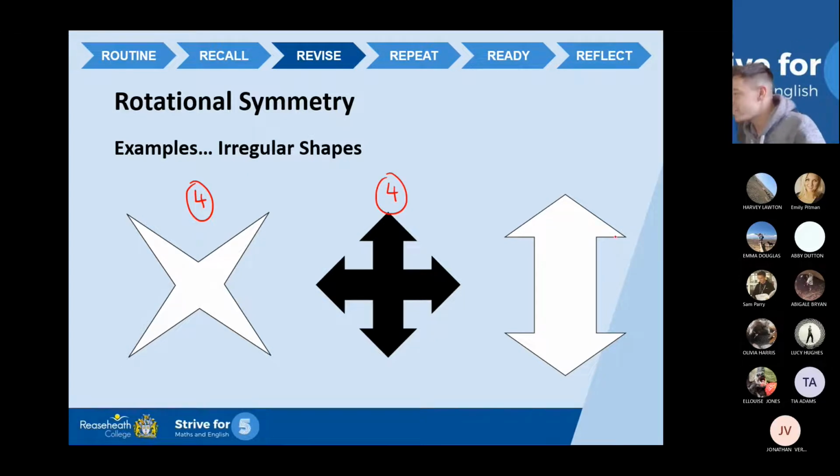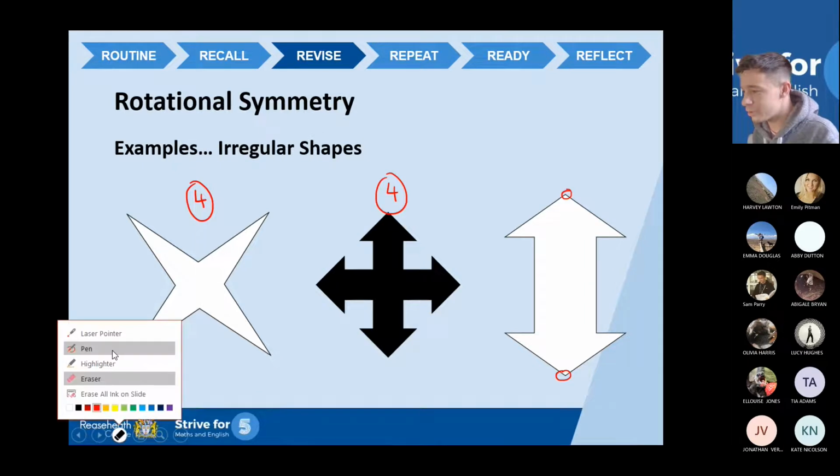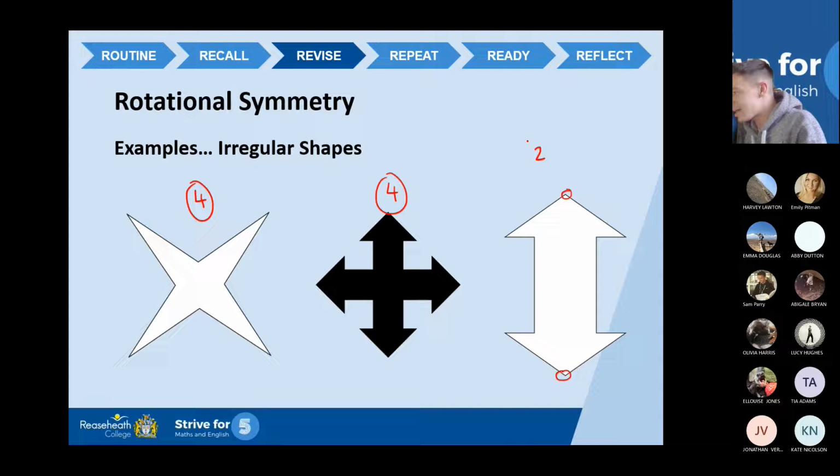Ooh, not quite 6. Is it because you're counting these points here? It's my fault, my poor explanation. I'm on about the arrowheads. That's what I should have said, and be a bit more specific there. It should just be 2 because it's pointing in 2 directions. So 1, 2. So it's got an order of rotational symmetry of 2. Now it sounds a bit silly, but this might be something that you just have to practice and have a play around with.